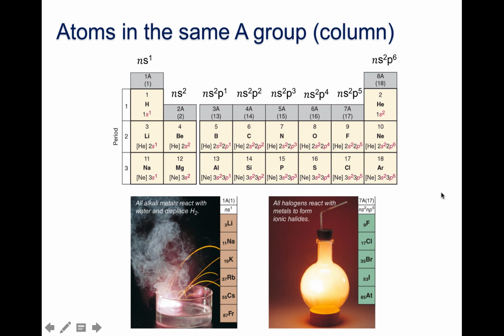And the takeaway from this slide is that elements that are in the same group have similar electron configurations. They essentially just differ in the energy level where those electrons are. And that is why they have similar chemical behavior and similar reactivities.